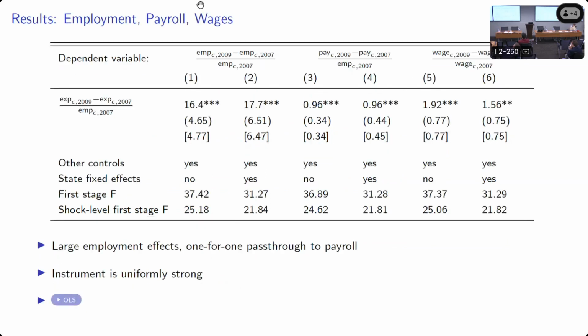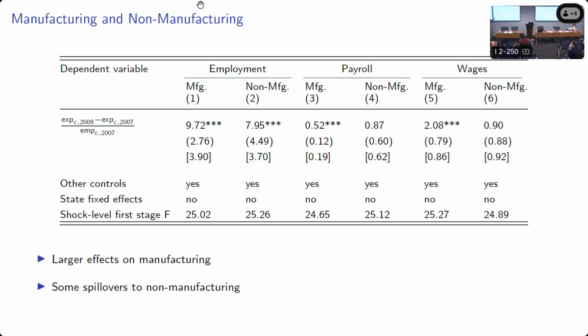Good. We can break down the employment into manufacturing and non-manufacturing. And we see, again, at the county level, naturally, it's the manufacturing establishments that are directly affected, because they're the ones that are exporting. But there's also a little less than half the effect in non-manufacturing. So there are within-county spillovers. That's what's going on.